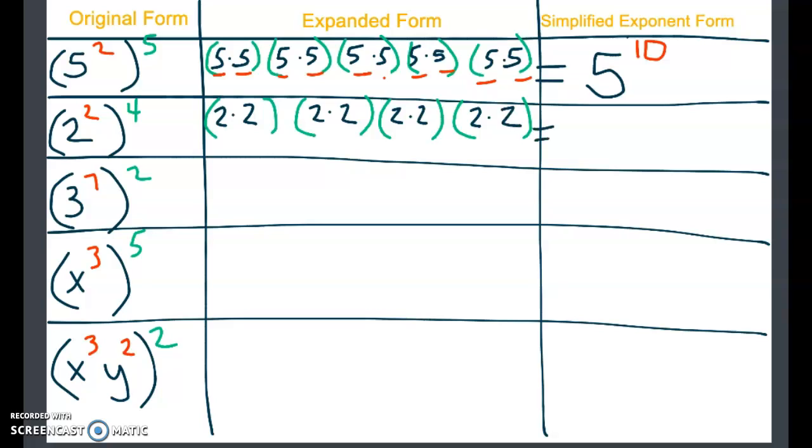Since 2 is the only base that we wrote, that will be our base. And if you count the copies that we've written of 2, we have 1, 2, 3, 4, 5, 6, 7, 8. So 8 becomes our exponent, giving us 2 to the 8th power as our final answer. Pause the video here and try the next 3 examples on your own. Unpause the video to see if you simplified them correctly.